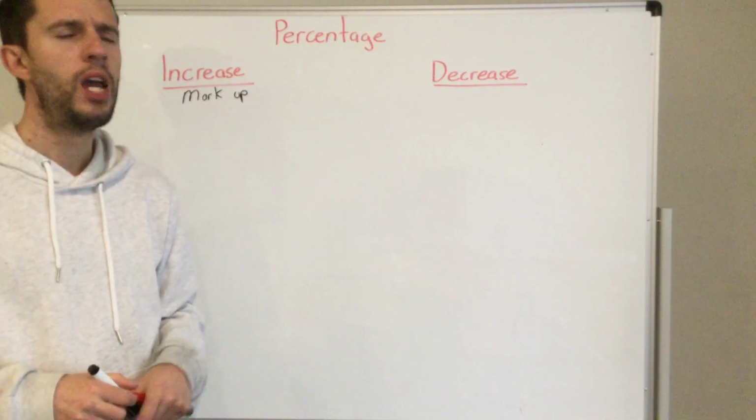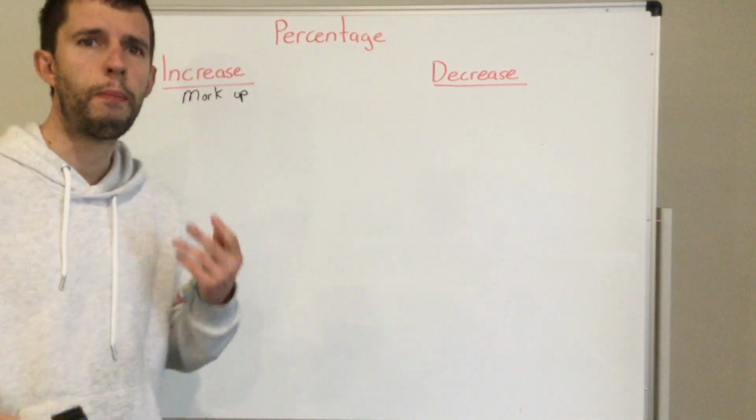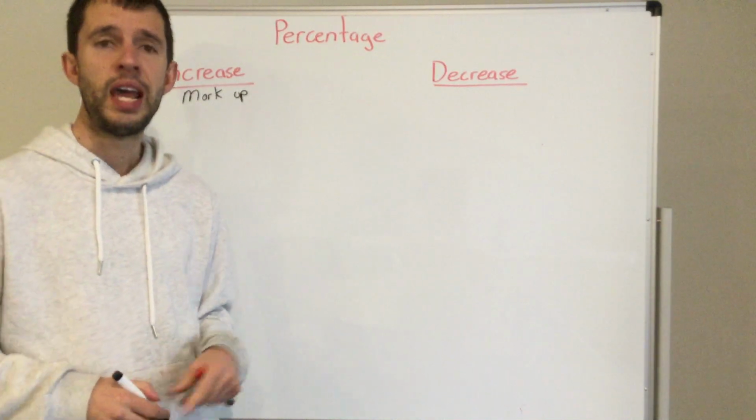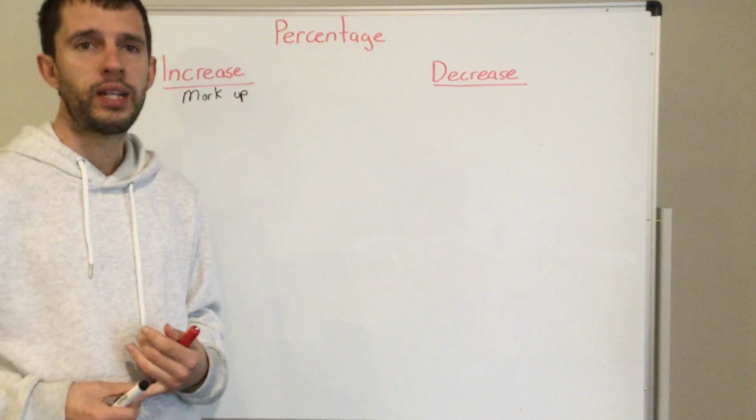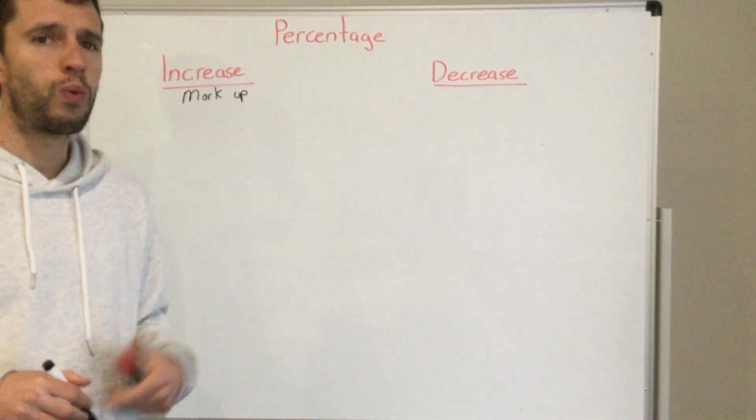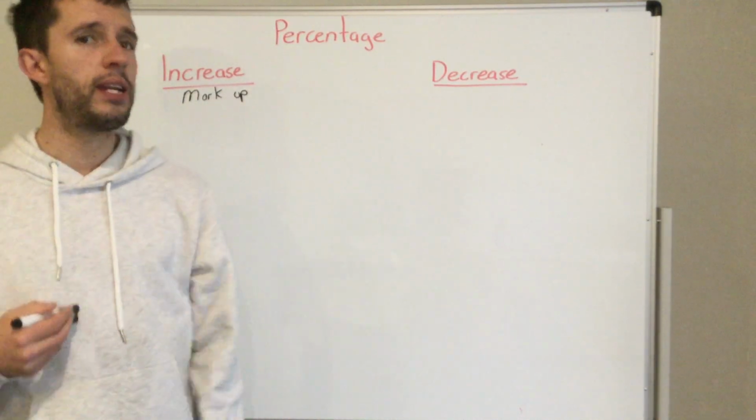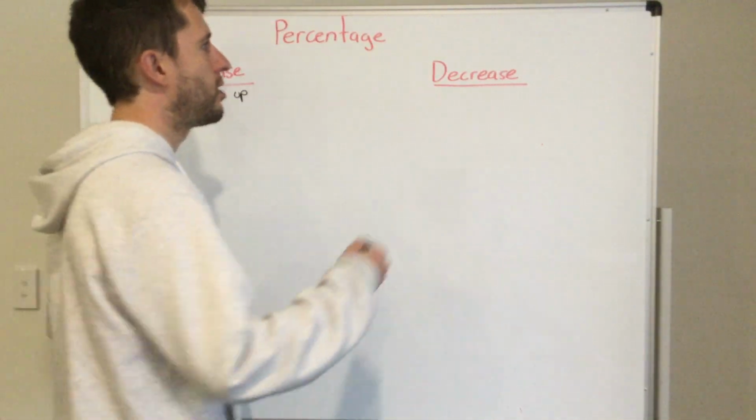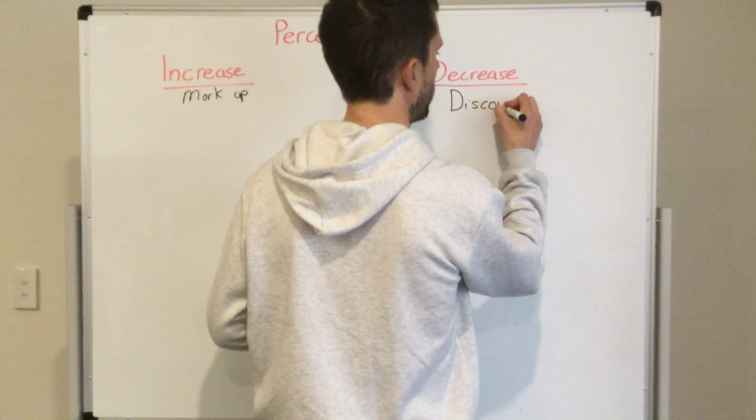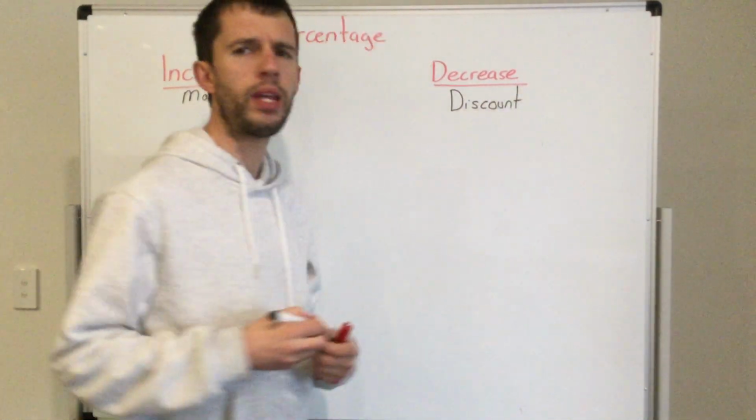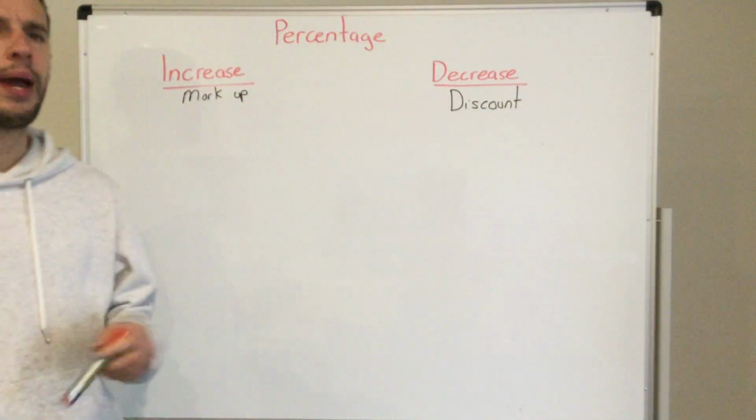Decrease. When we're decreasing percentage, you might see lots of sales on, especially mid-year sales and Boxing Day sales. So sometimes we can see 15% off, 50% off. So we are getting a discount. So anytime we're thinking about a decrease, we are thinking about a discount.